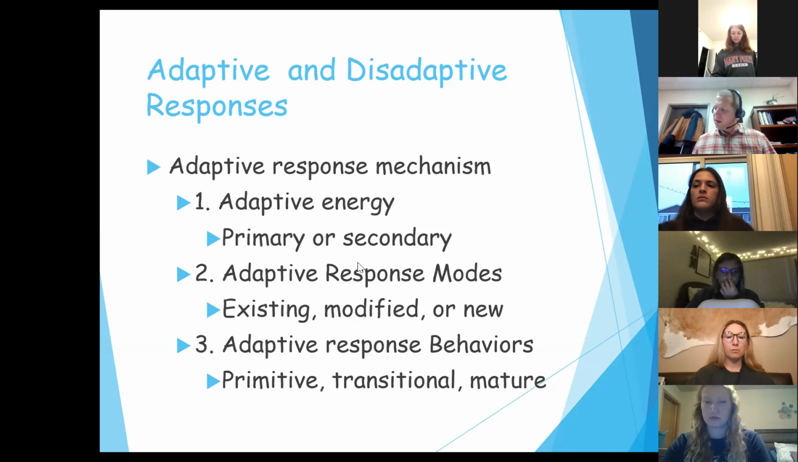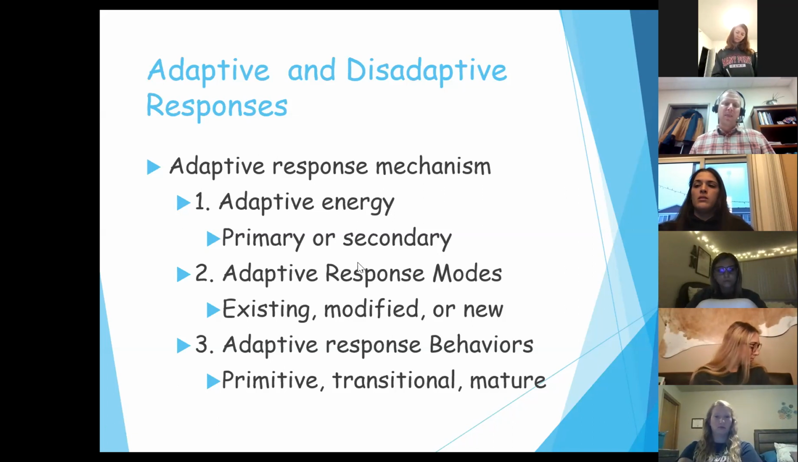And so, again, I'm looking at my examples here. When we're looking at our response modes, do we go with what we know works? If I'm tying my shoes, something I'm familiar with, I'm probably going to use a mode where I already know how to do it. I'm going to go to my existing mode. It's tried and true. I know how to use it. That's what I'm going to do.